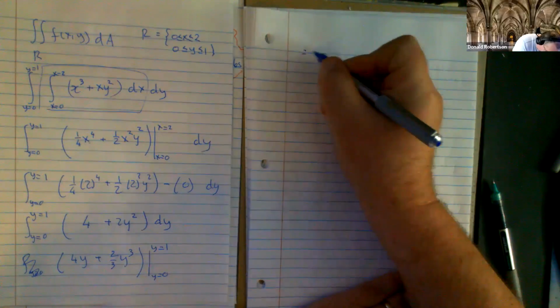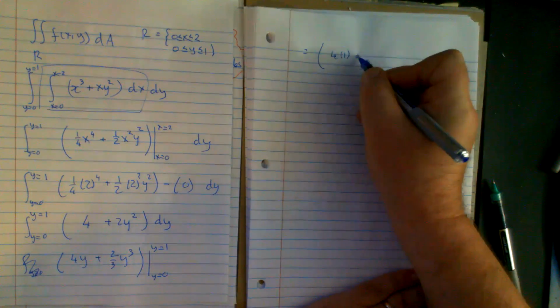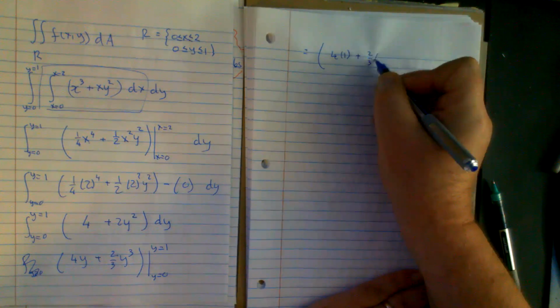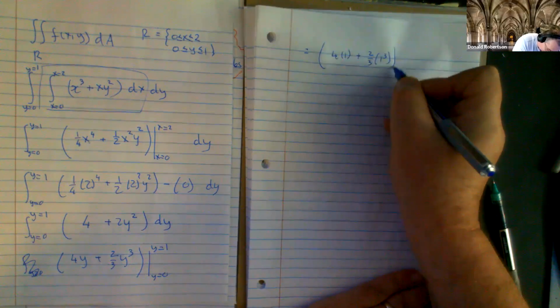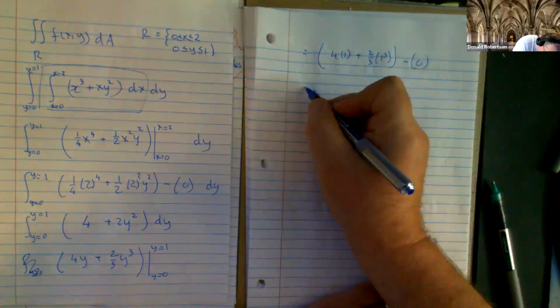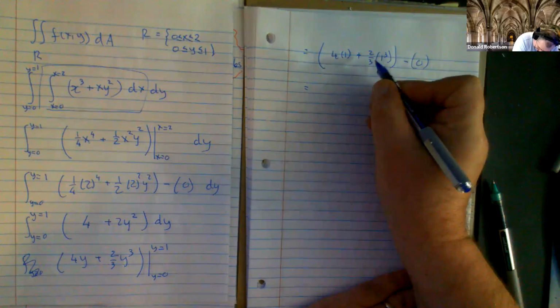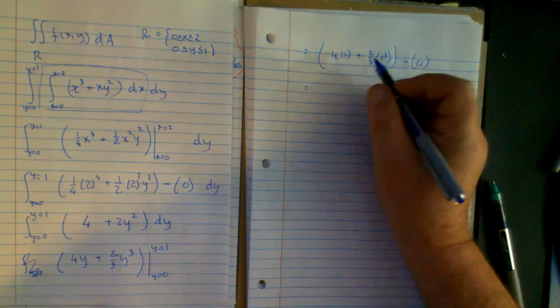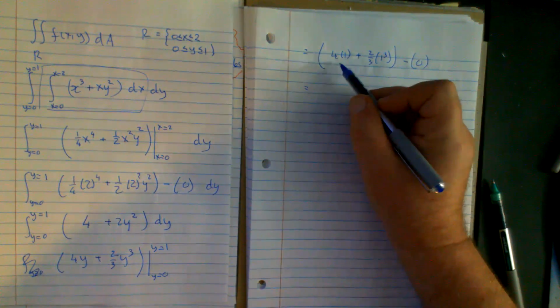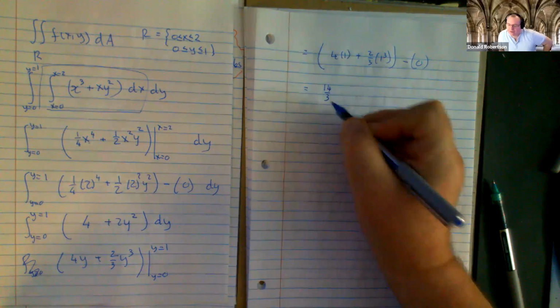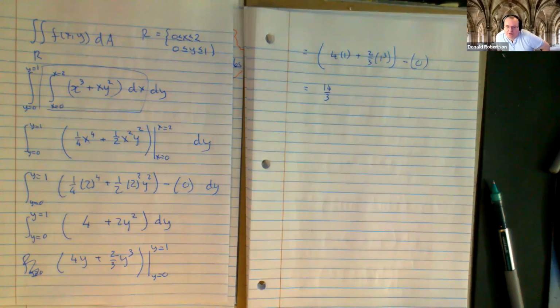You get 4 lots of 1 plus 2/3 times 1 cubed. Take away a whole load of zeros again. And that's 4 and 2/3. And that's 12 and 2. I make that 14/3. So the answer to that one is 14/3.